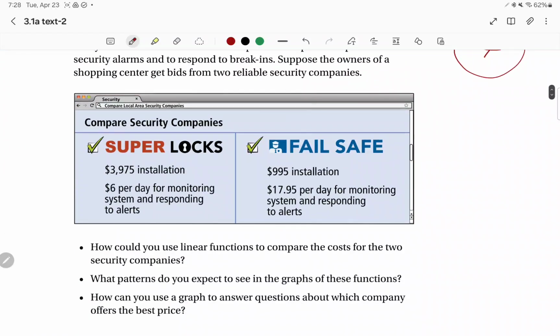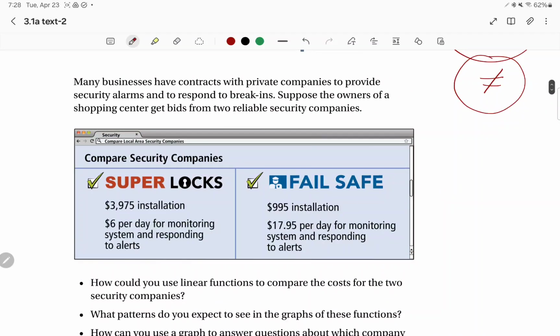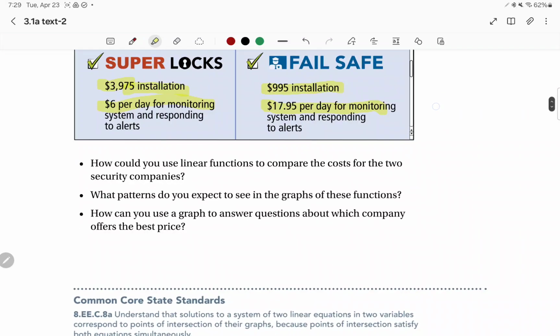So in this problem, we have two different companies that we're looking at. We have Superlocks, which has a $3,975 installation, $6 per day for monitoring, and then you have Failsafe that is only a $995 installation fee, and then they are $17.95 per day for monitoring. So we're going to try to choose between the two of these companies. We're going to answer different questions about them, and these are some of the questions that we're going to look at.